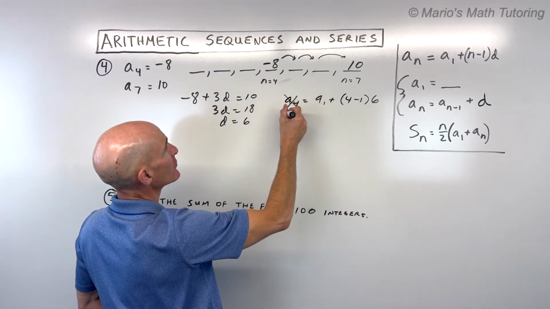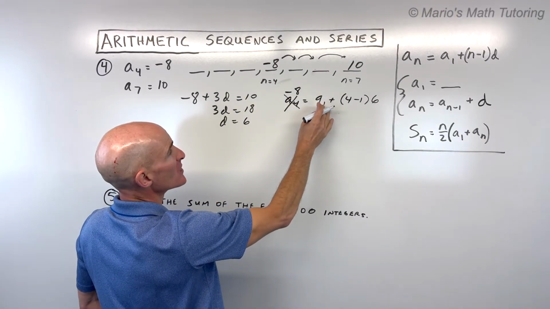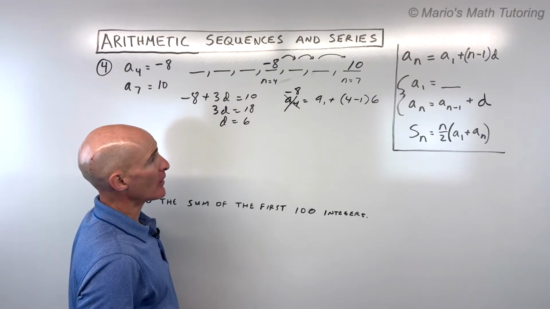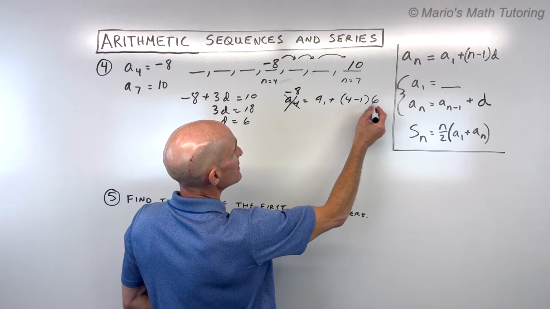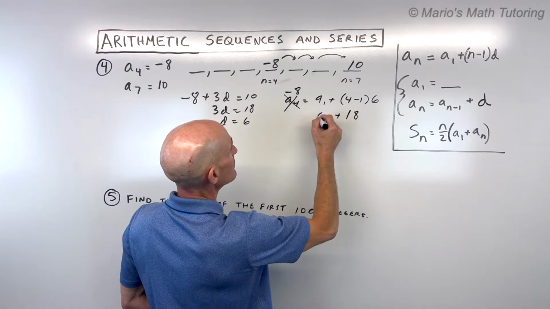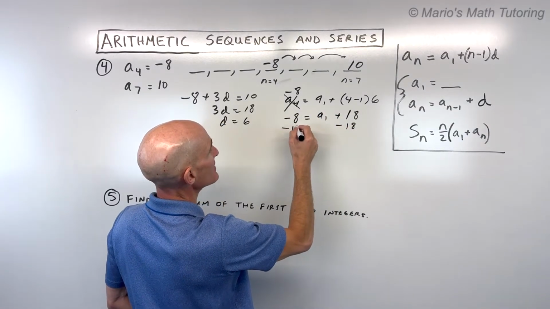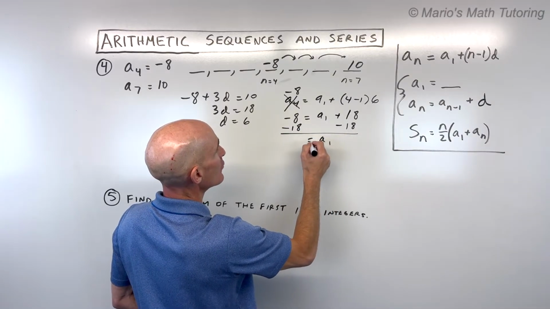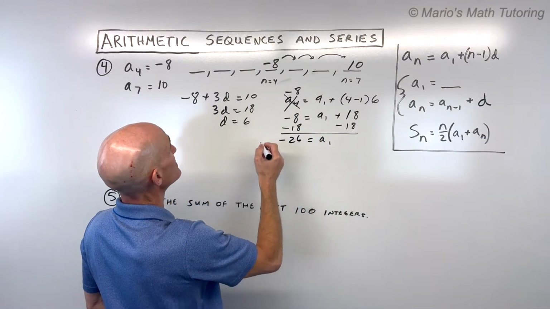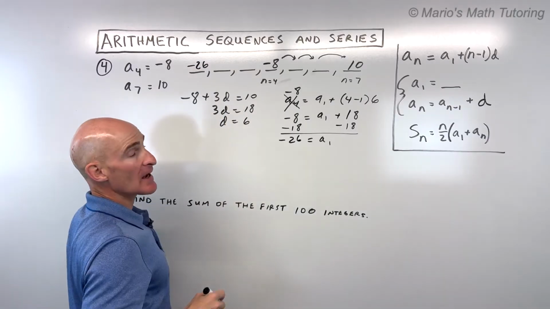Now the value of our fourth term is negative 8, so we can solve for a sub 1, the value of our first term. So this is 3 times 6 is 18, plus a sub 1 equals negative 8. Subtract 18 from both sides, and you can see that a sub 1 equals negative 26. Okay, now we have everything we need.